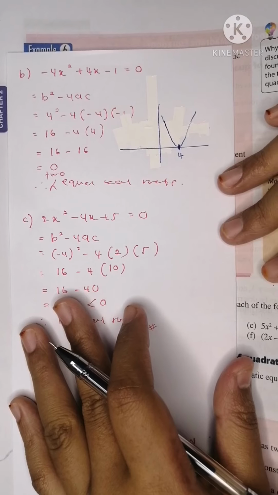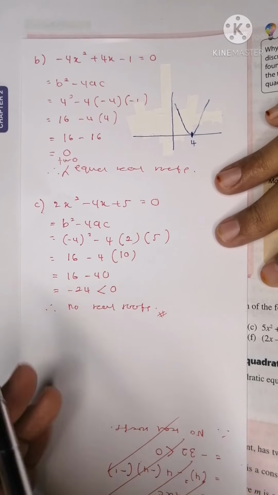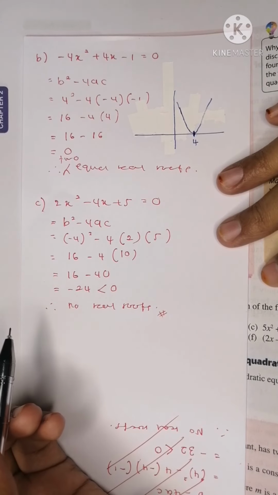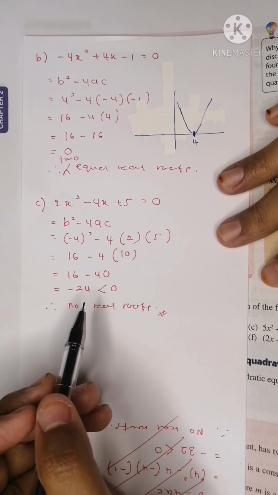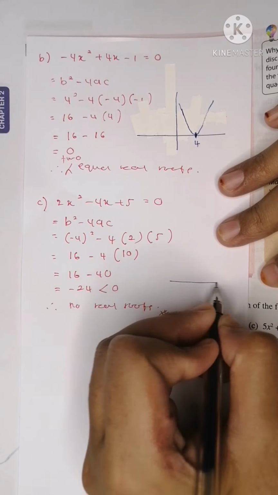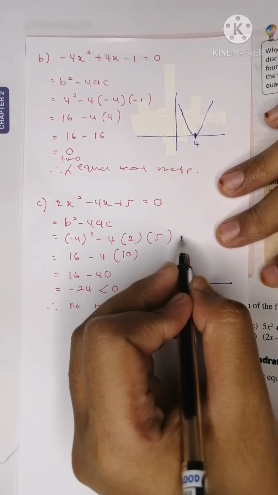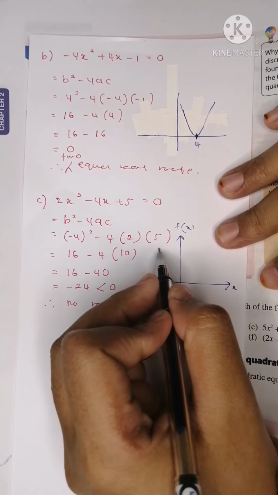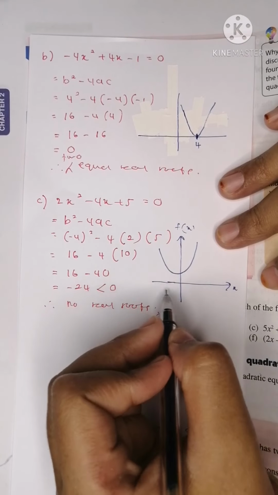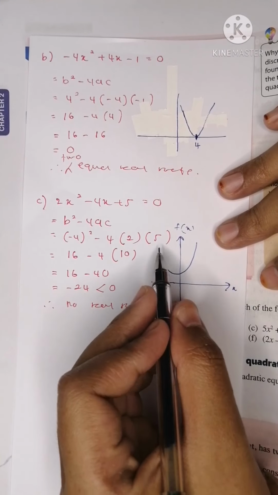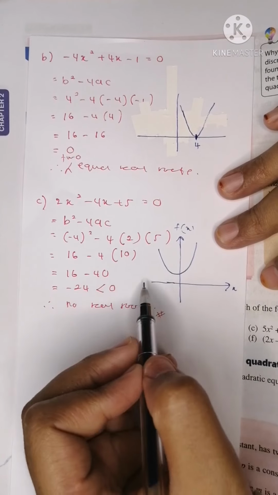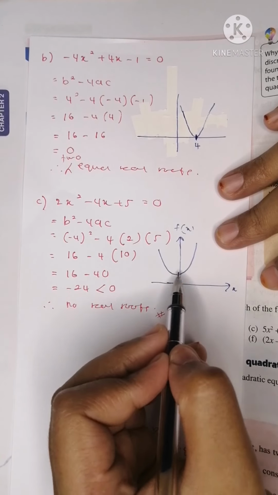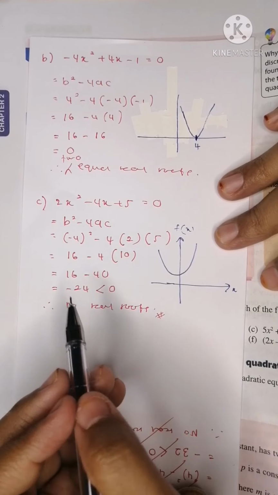Now look at C. For C, the answer is no real roots. You can consider that the graph doesn't touch the x-axis. So it is like this. I think you already see this graph. This is f(x), and as usual, this is x. The graph doesn't touch the x-axis because roots are the points where the graph and the x-axis intersect each other. So for this graph, it doesn't touch the x-axis, that's why there are no real roots. So remember this graph.